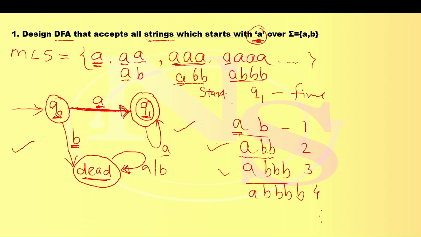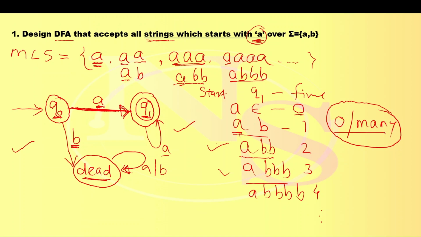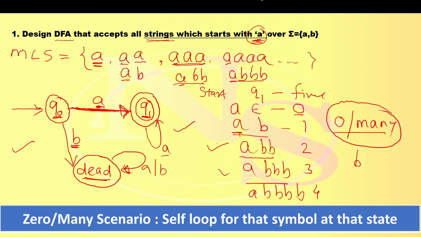In addition to this, if only a single A is coming, what is at Q1? Nothing. Nothing means epsilon. Epsilon contains 0 number of any symbols. Here we can say 0 number of B's. So Q1 is looking for 0 number of B's or 1, 2, 3, 100 number of B's. That we can say is many number of B's. So at Q1, this is the scenario of 0 or many. And as we know, whenever there is a scenario of 0 or many in TOC for any symbol, in this case B, kindly give the self loop at state Q1 for the symbol B.